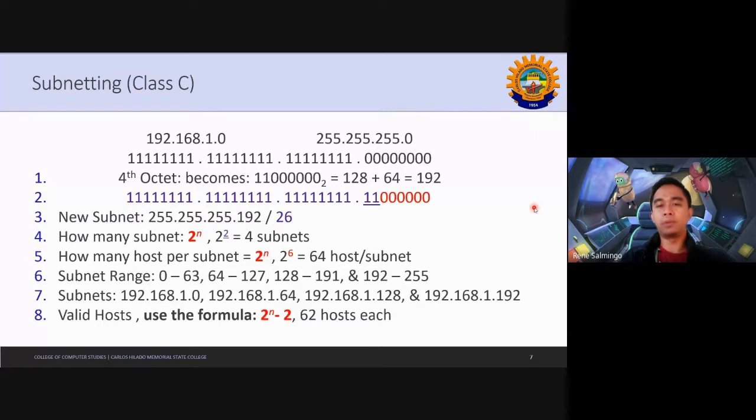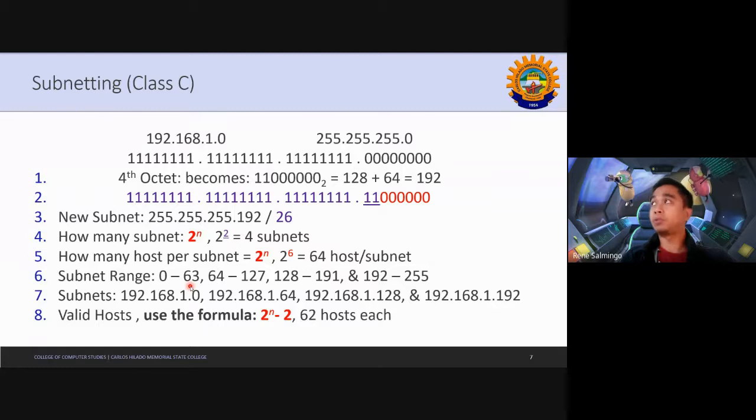And how many hosts per subnet? The number of hosts is determined from the number of zeros. We have 1, 2, 3, 4, 5, 6. So these are your host bits. This is 2 to the 6, so you have 64 hosts per subnet. Each subnet will have 64 hosts.